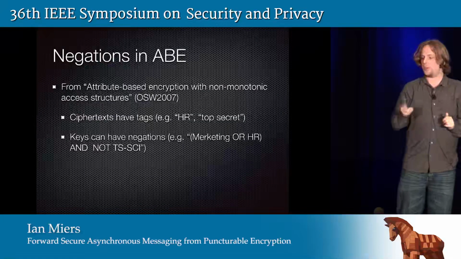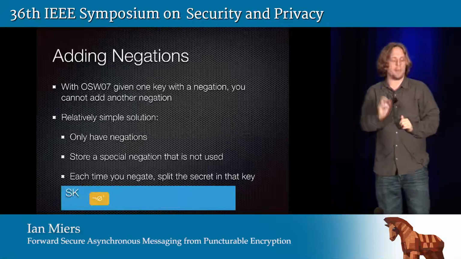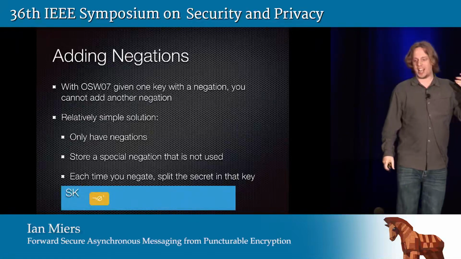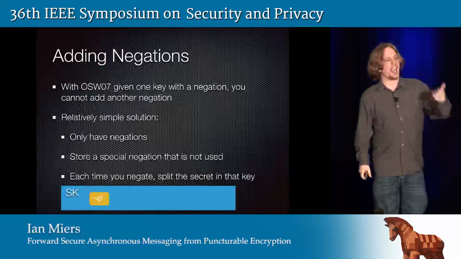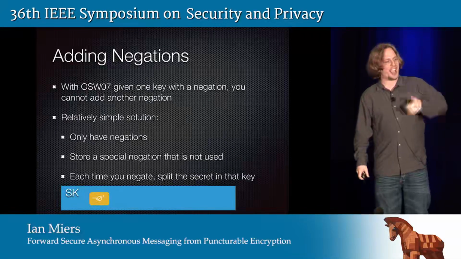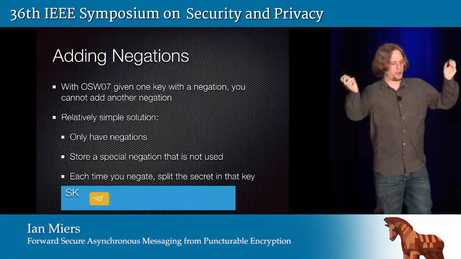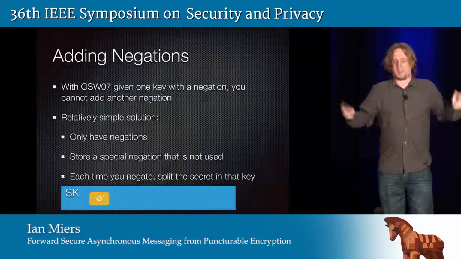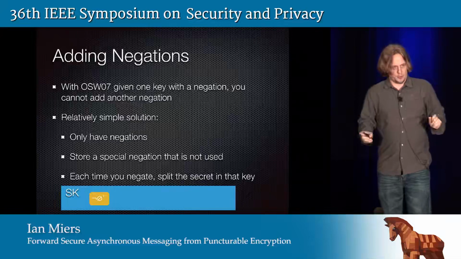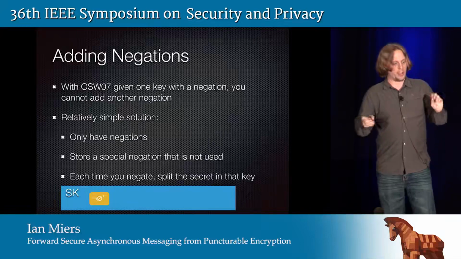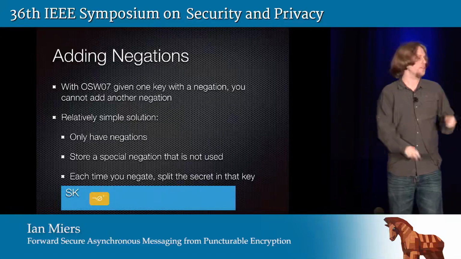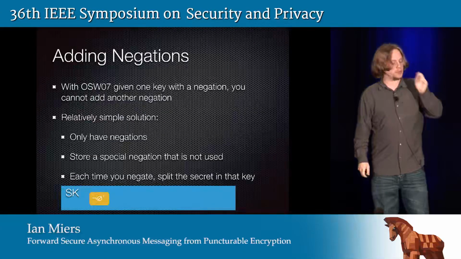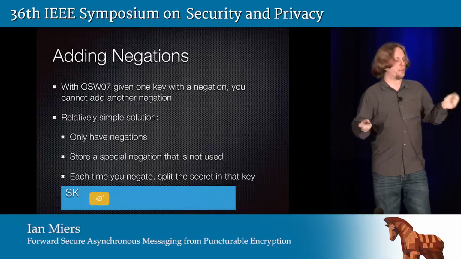But the problem is that we can't take this scheme and add negations. So we can't take a key that says and not message 5 and add it to say and not message 5 and not message 42, right? These are both random tags on the messages. And because you can't do that, we can't quite get this to work. Thankfully, though, you can update this scheme so that you can actually do that, and you have to do a few tweaks. The first thing you have to do is you have to remove all of the notion of everything but negations. You can't have other policies.